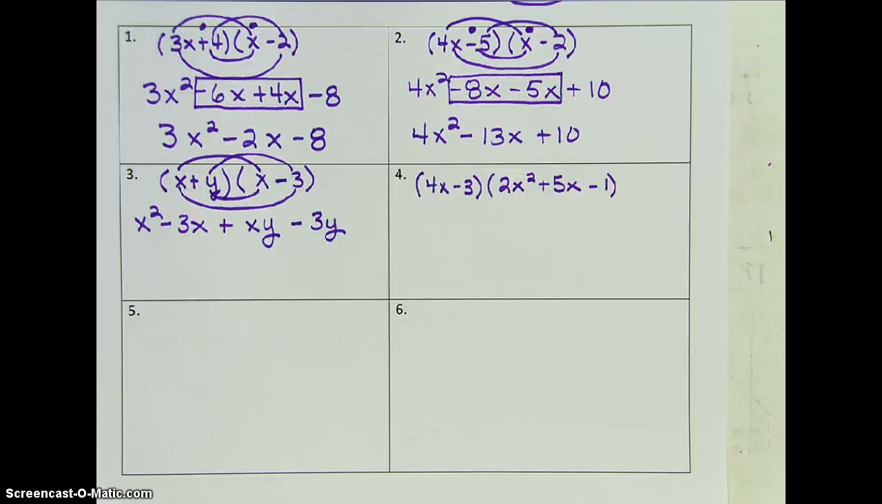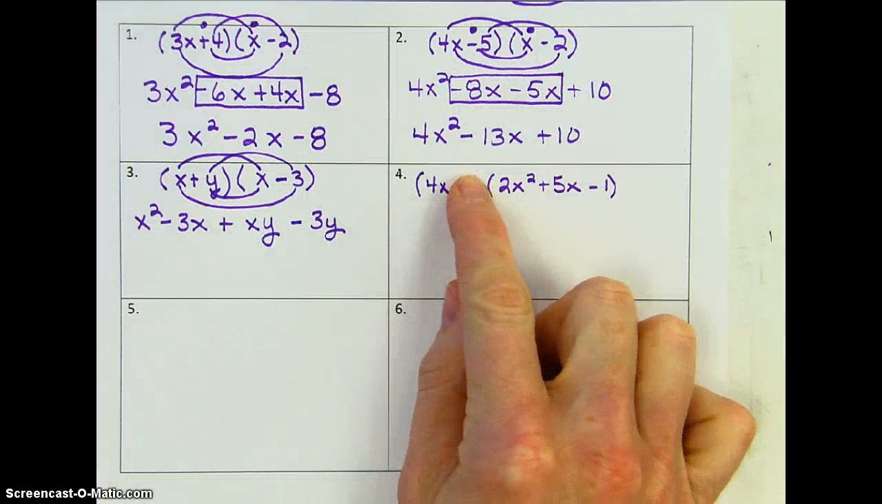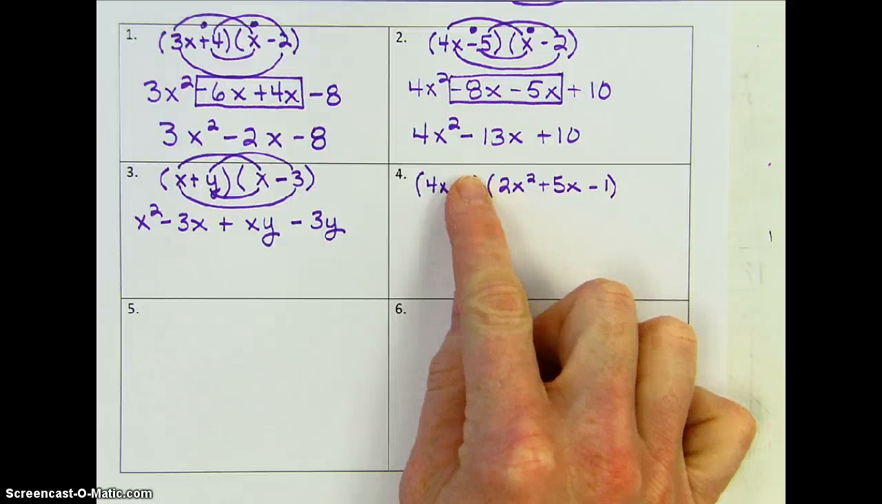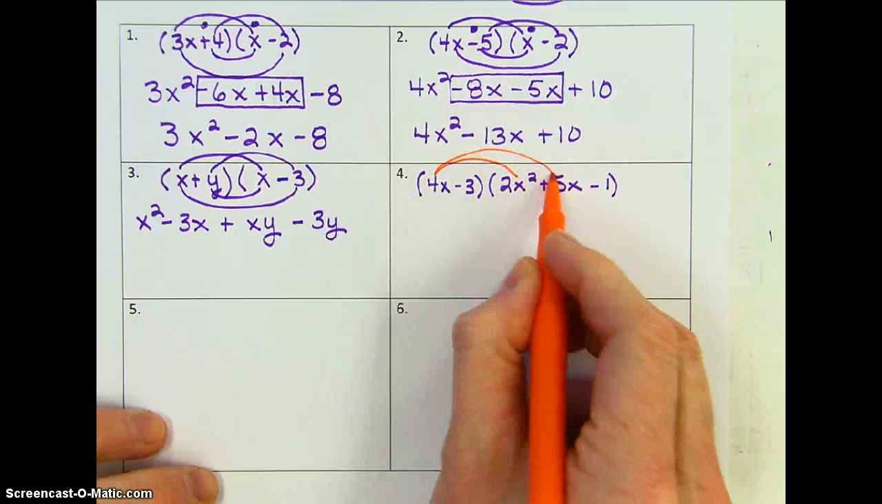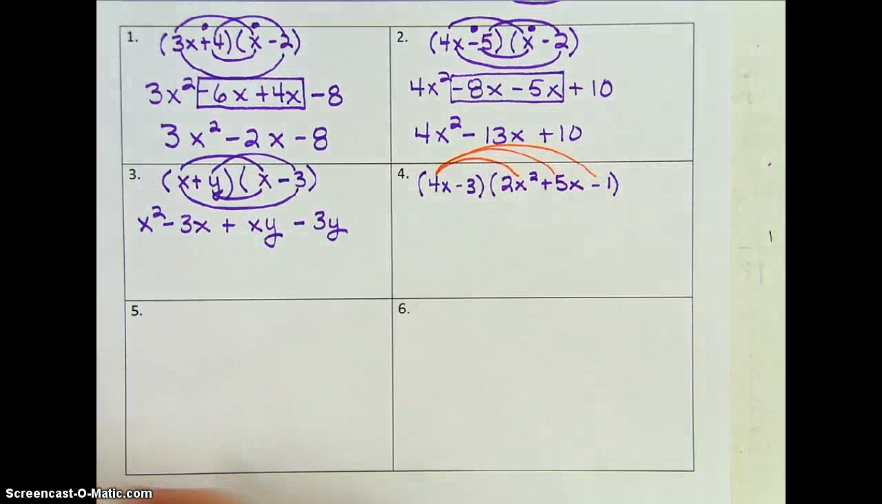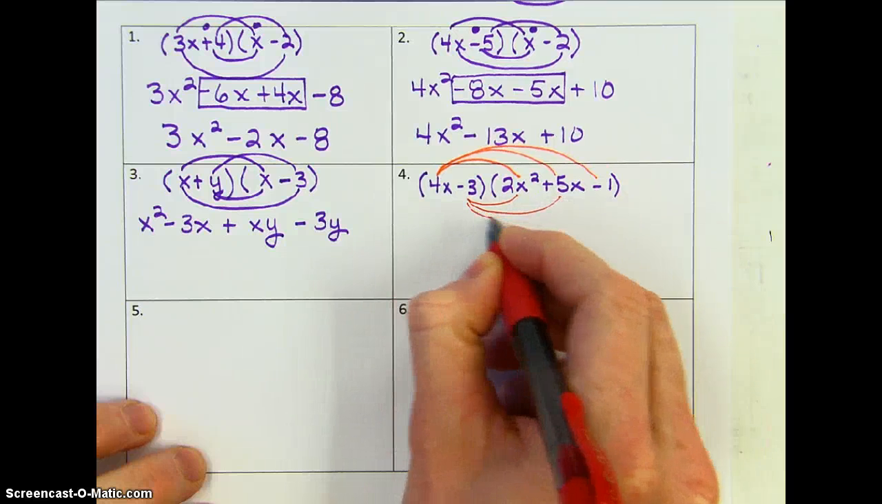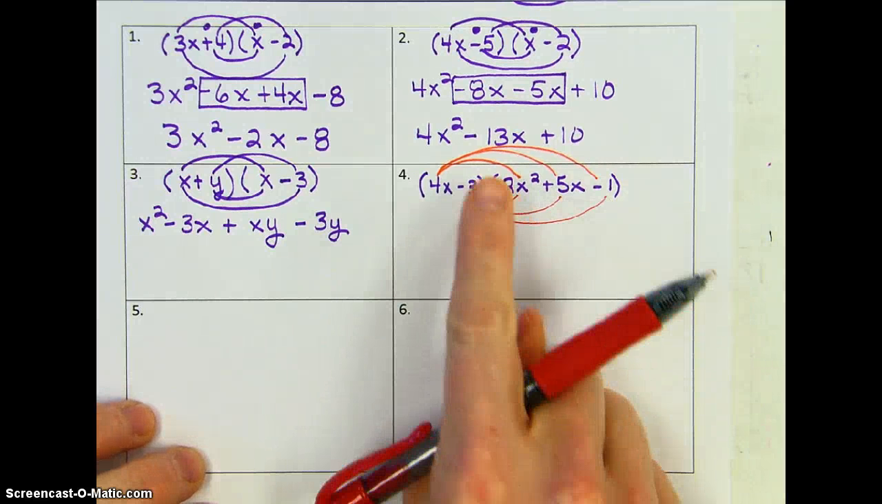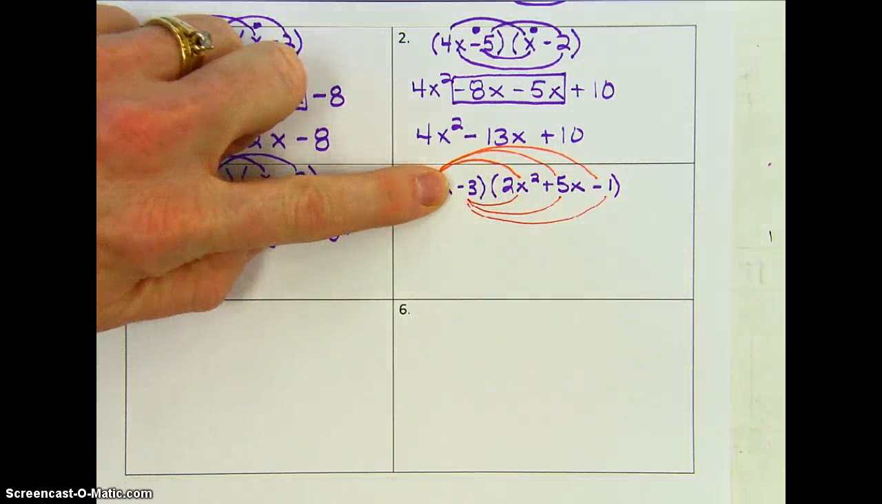Now, it's basically like this. You are going to distribute the 4 3 times. So we have to go here to here to here 3 times, but we're not finished, because then we have to go here to here to here. So we have to distribute the 4 3 times, and we have to distribute the negative 3 3 times.